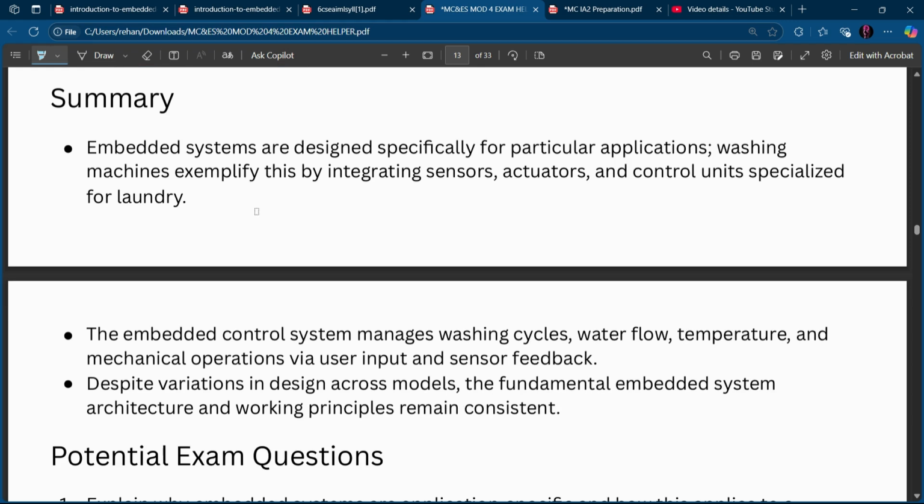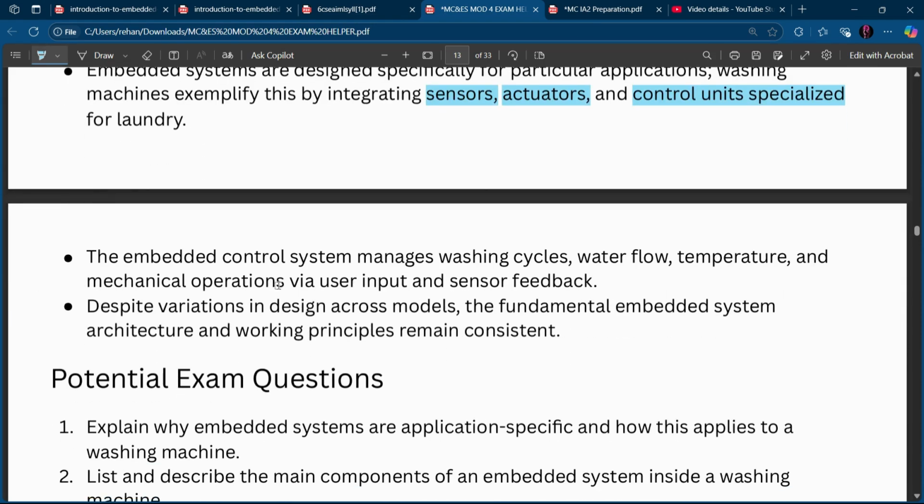Embedded systems are designed specifically for particular applications. Washing machines exemplify this by integrating sensors, actuators, and control units. So you should always mention sensors, actuators, and a specialized control unit. For laundry, the embedded control system manages washing cycles, water flow, temperature, and mechanical operations via user input and sensor feedback. Despite variations in design across models, the functional embedded system architecture and working principle remain consistent.